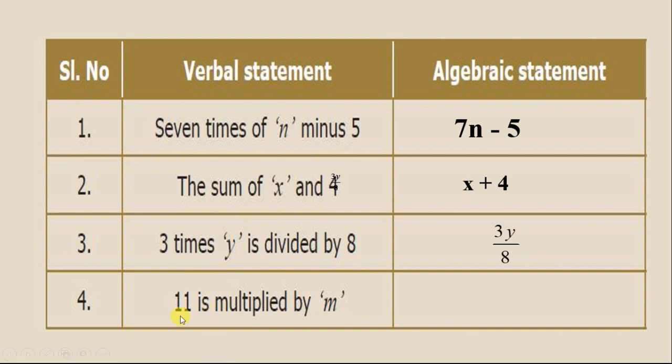So what about the next one: 11 is multiplied by m. We are just going to multiply 11 by m. So what is that? It is 11 times m or 11 into m. We can just put it as 11m. Okay.